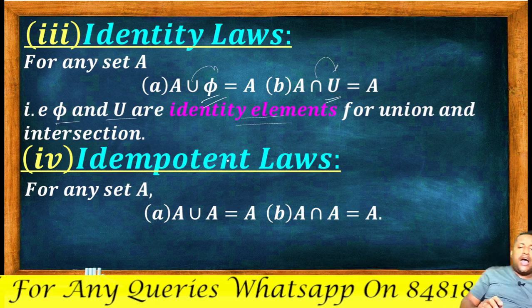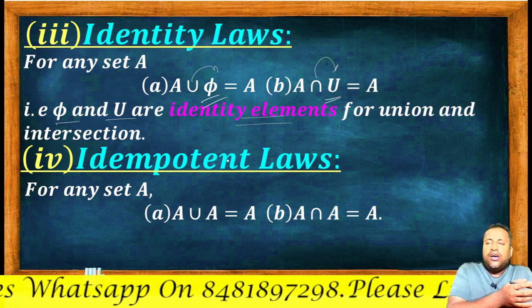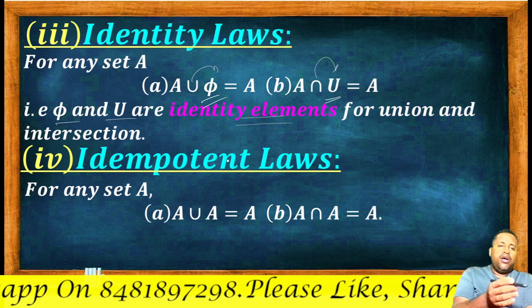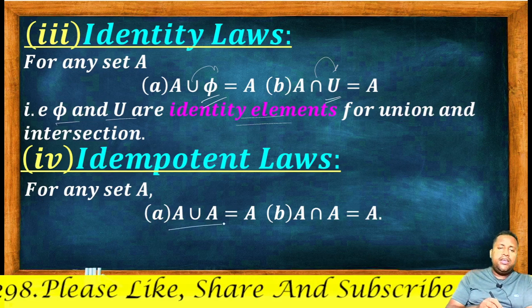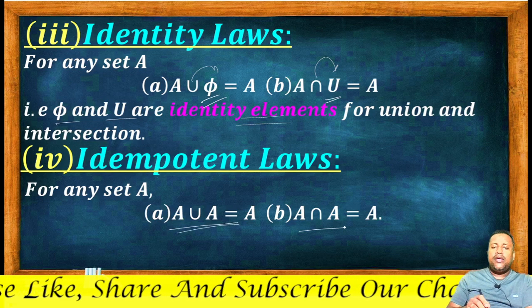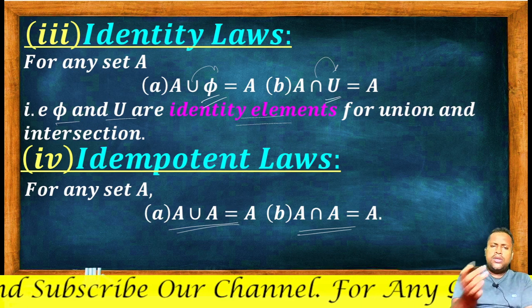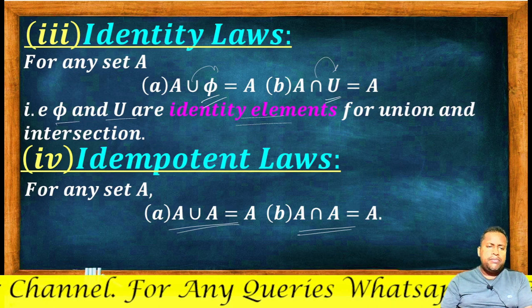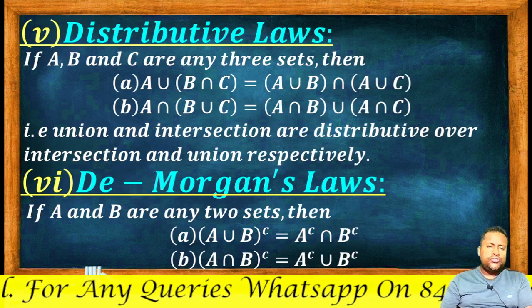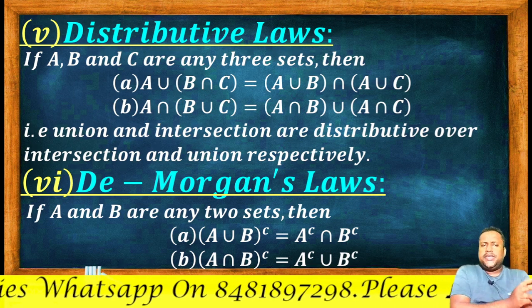Next one is idempotent laws. Idempotent laws we have actually read in matrix algebra. What is idempotent laws? For any set A, A union A equals A and A intersection A equals A. So these laws are almost similar, no problem, and I think all of you can easily understand this one.